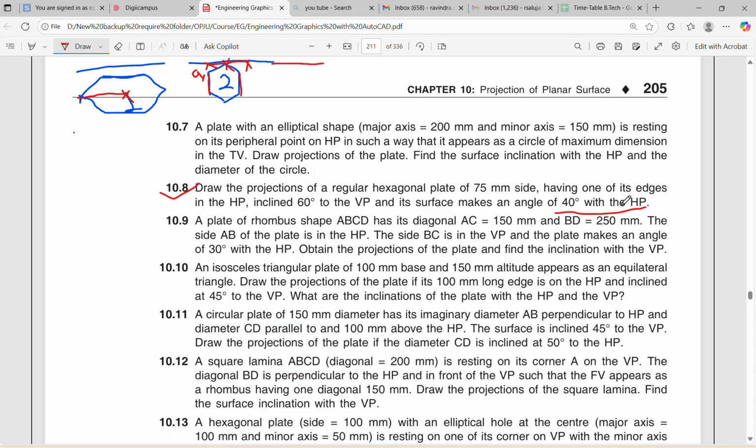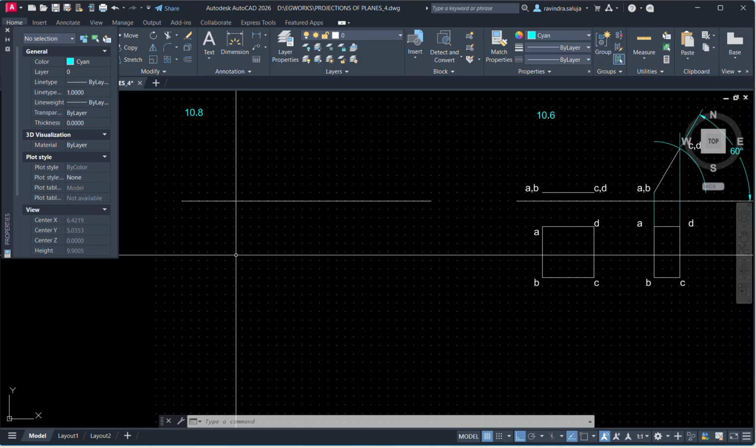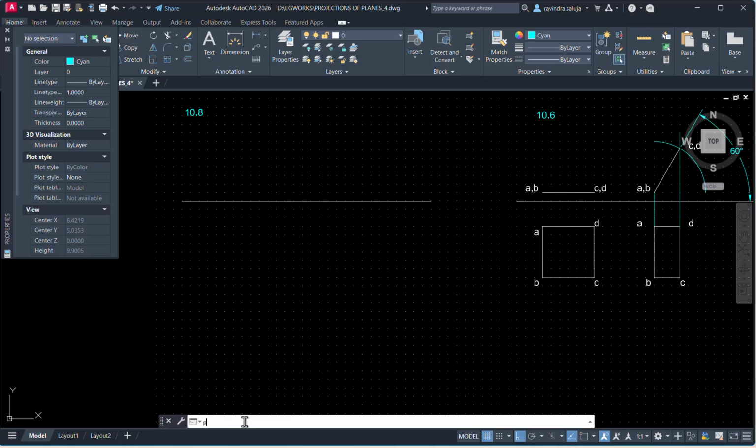Okay. So first of all, you are going to assume that your hexagonal plate is parallel to the HP plane because the surface inclination is given with respect to the HP. And also having one of its edge in the HP means that one of the edges of the hexagon you require to make perpendicular to your reference line. So on the basis of these two, we are going to draw the hexagon. For drawing the hexagon, we are going to use polygon.